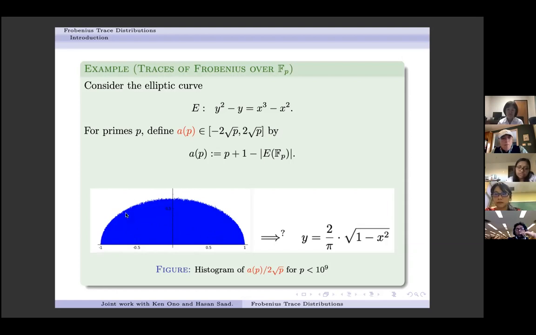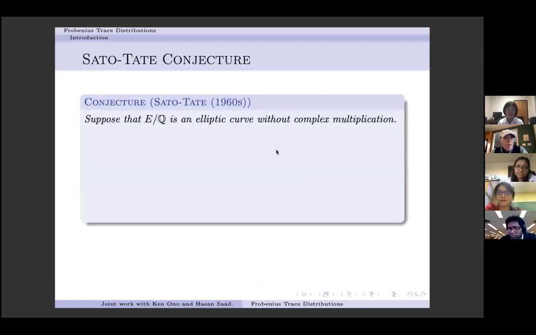this histogram looks like a semicircle. And this picture illustrates one of the most famous conjectures in number theory, called the Sato-Tate conjecture. Let me briefly give you what the conjecture is.